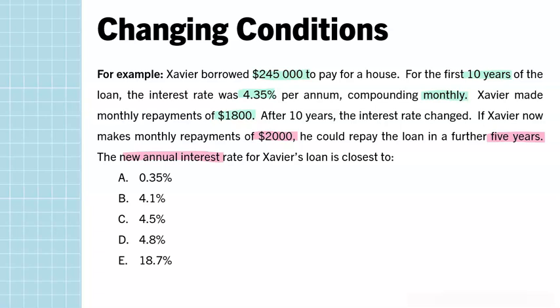So the first thing we said we want to do is find what is the balance at the point of change. So from the information we have, the first scenario, we've got a principal value, we've got an N of 10 years times monthly repayments, so 120 payments altogether. We have an interest rate of 4.35. He's making payments, so a PMT value of 1,800. So we're going to firstly find the future value when N is 120, so at that 10-year mark.